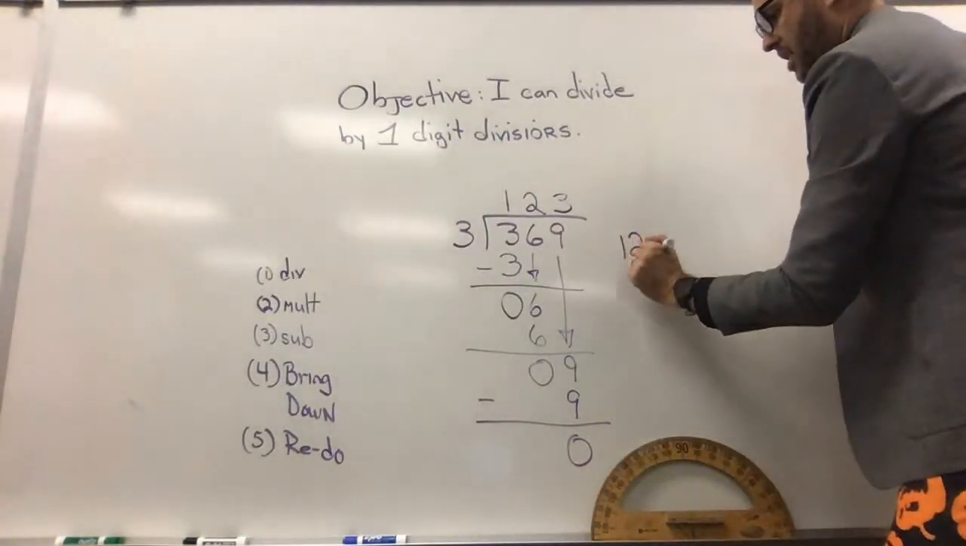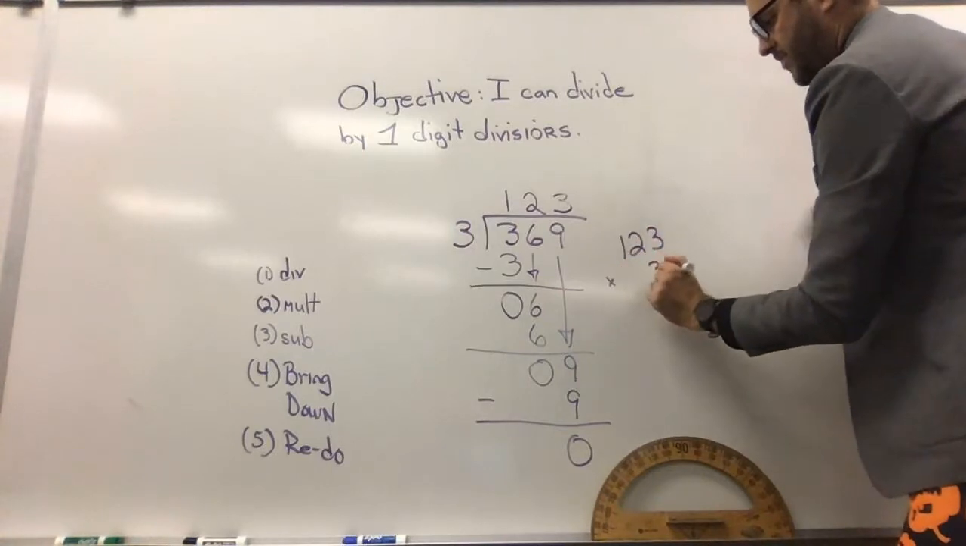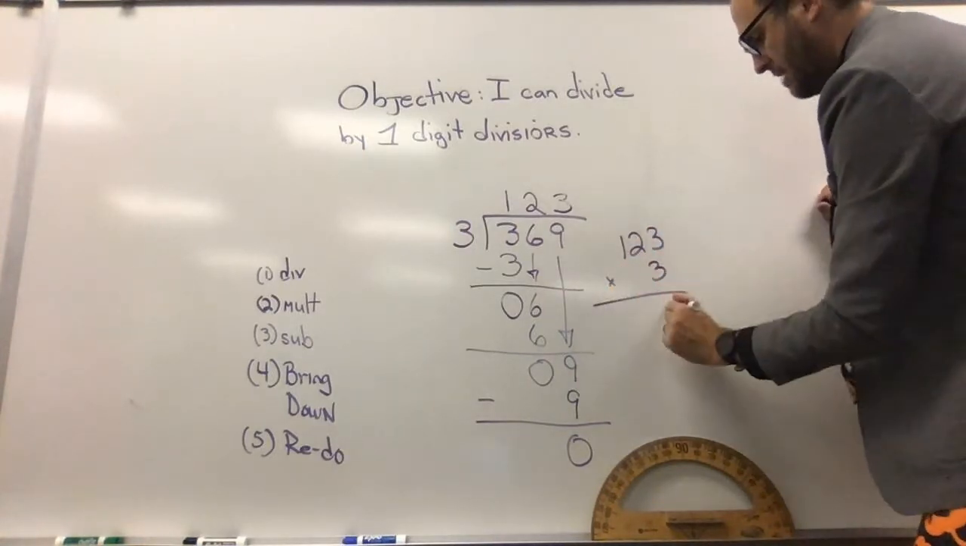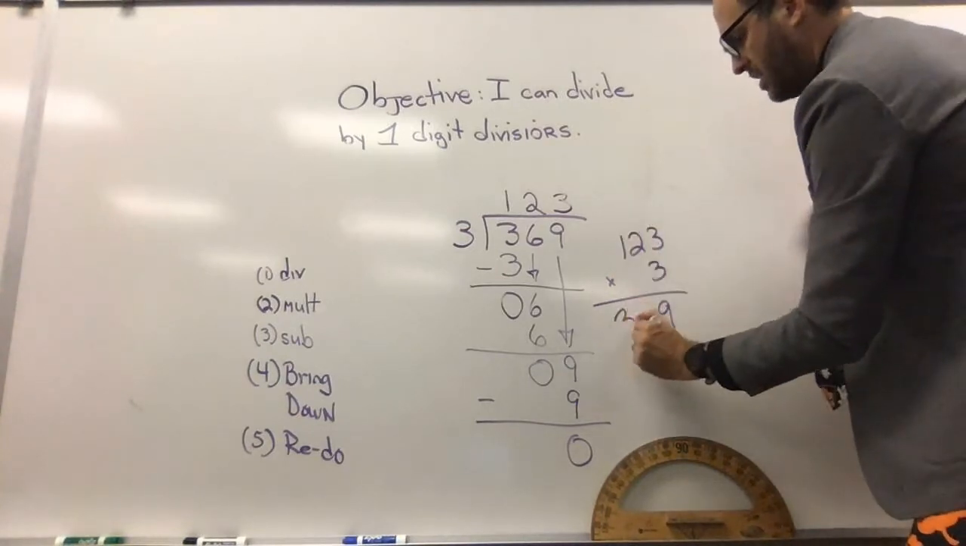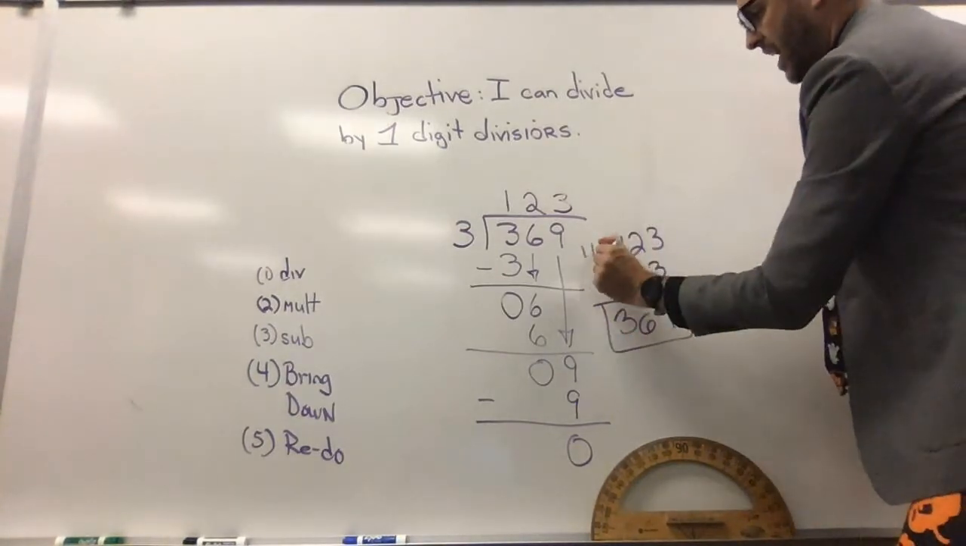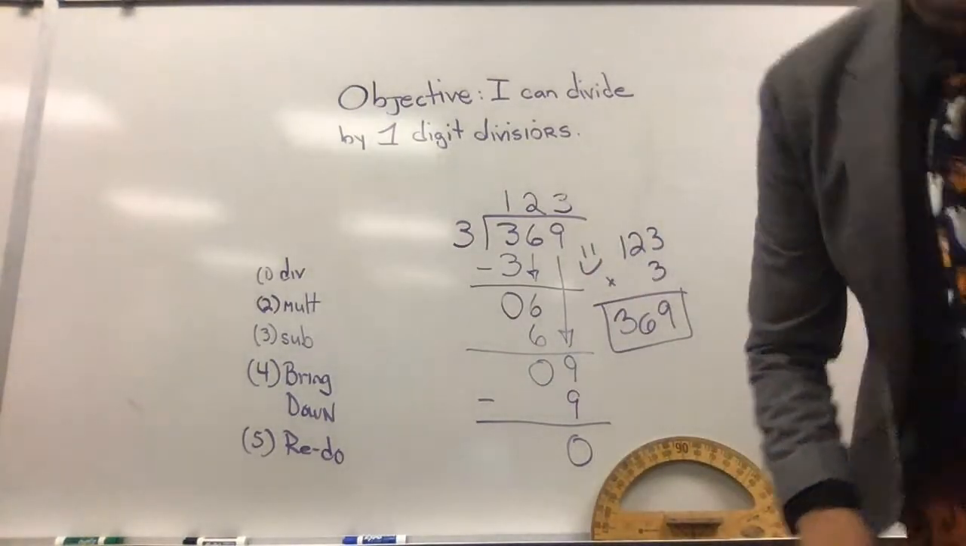Let's go check our work. 123 times 3. 3 times 3 is 9. 2 times 3 is 6. 3 times 1 is 3. And our answer checks out.